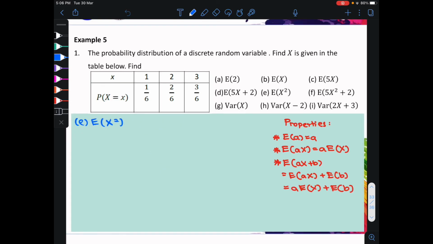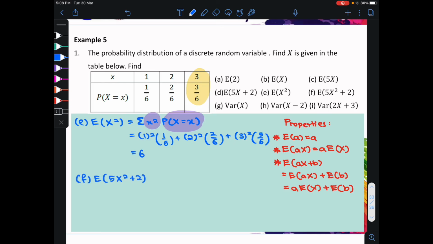Now we need to find expectation of X squared. And this is equal to summation of x squared times P(X = x). Since this is X squared, that's why we are also using x squared in the equation. This means that we need to find x squared and we times it with P(X = x). The first one is 1 squared times 1 over 6 plus 2 squared times 2 over 6 plus 3 squared times 3 over 6, which is equal to 6.